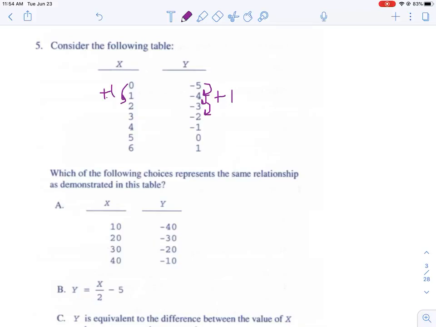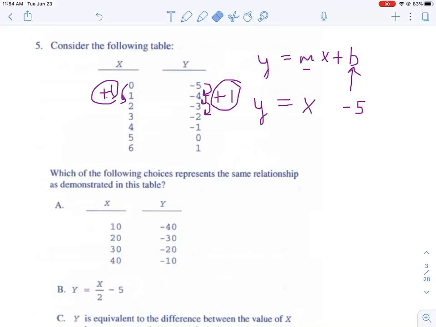Okay. Now what's our starting value? Our starting value is negative 5. So if we look at 0, we think of what's at 0. If we do y equals mx plus b, this value is our starting value at 0. So we know that's negative 5. This value is the change in y, positive 1, over the change in x, positive 1. So our equation would be 1x minus 5. Okay.